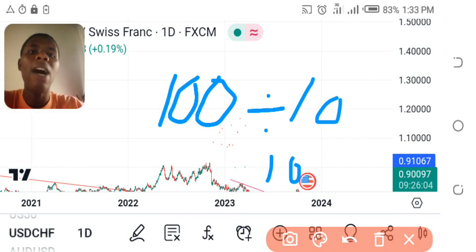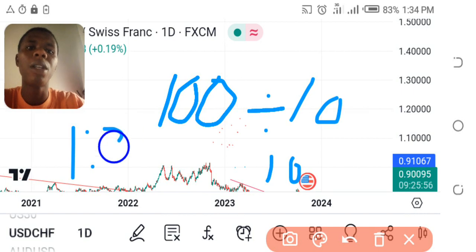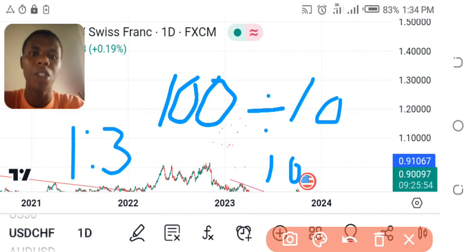Let's say I have a 1 to 3 risk reward ratio. In this 1 to 3 risk reward ratio, it simply means that if I risk $10, I should be expecting $30 in a trade. Then if I lose $10 in a trade, I'm cool with it.